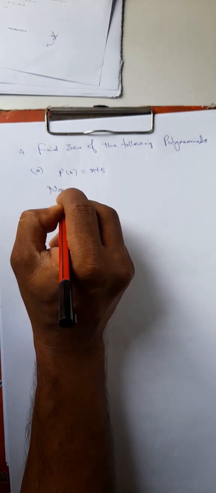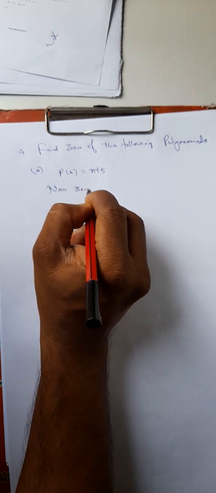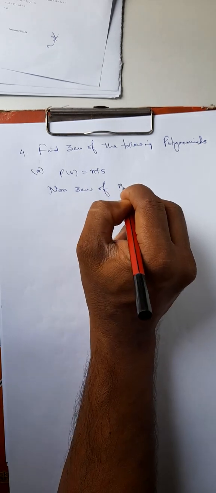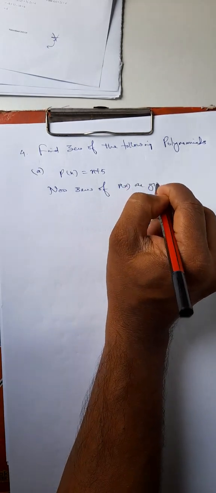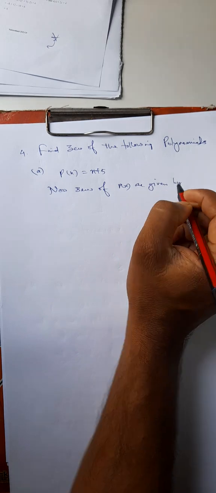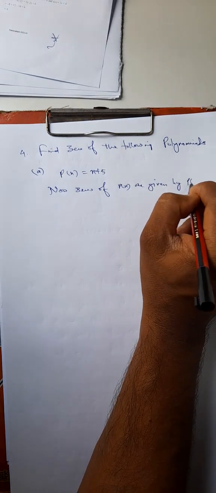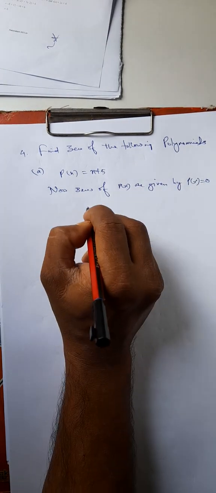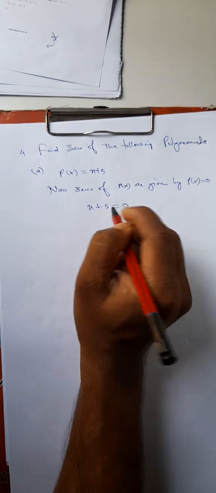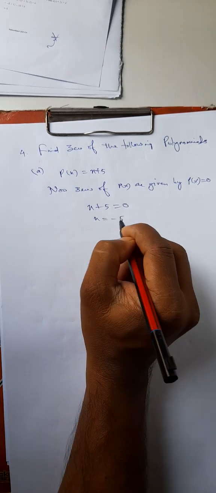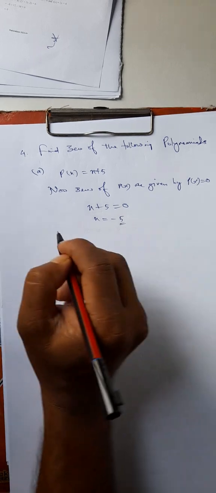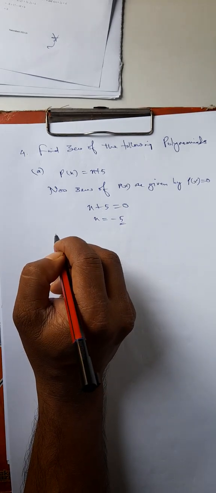Now zeros of P(x) are given by P(x) equal to 0, x plus 5 equal to 0, x equal to minus 5. This is the answer.